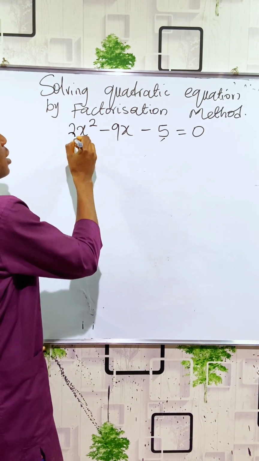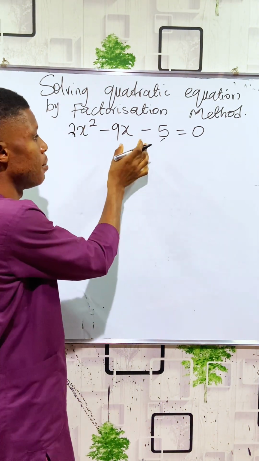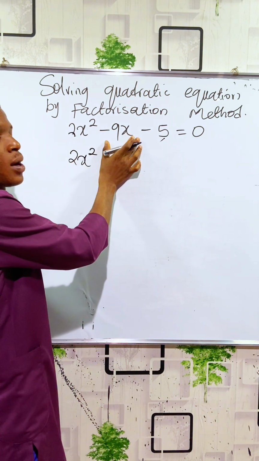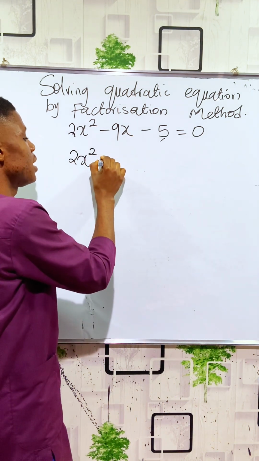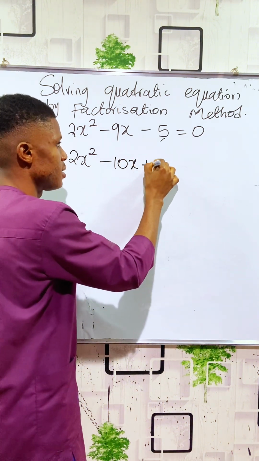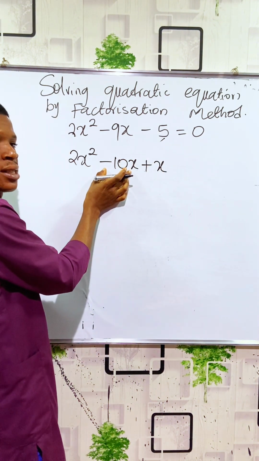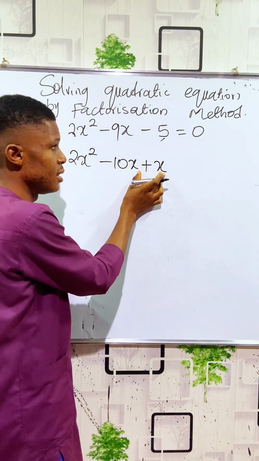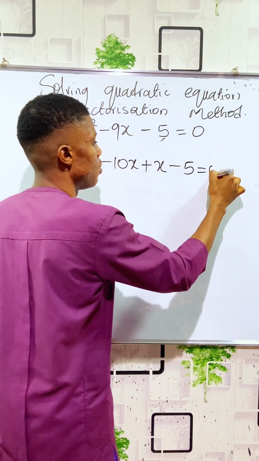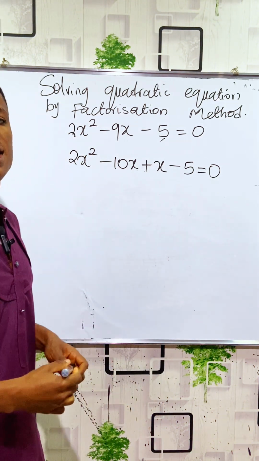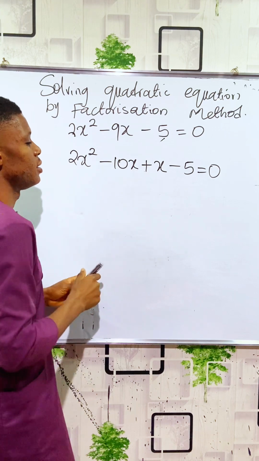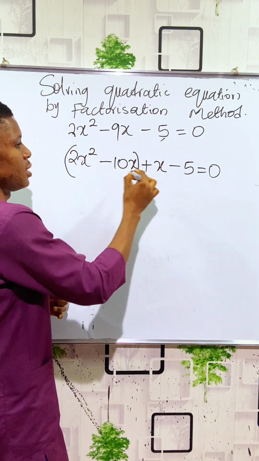We use this to expand the middle term. So we have 2x squared, and since we have minus 9x, we can now use minus 10x plus x, because minus 10x plus x is minus 9x, nothing changed, minus 5 is equal to 0. The next thing we do is group. So we pair the first two terms and the last two terms.